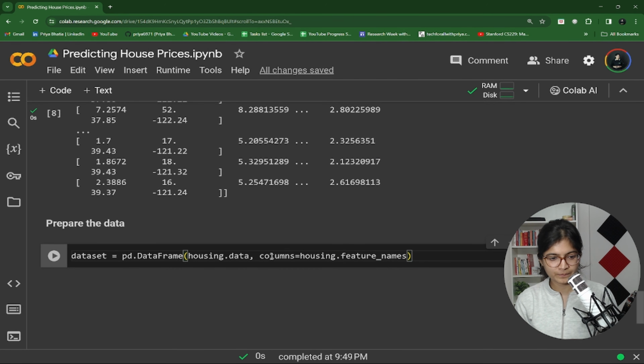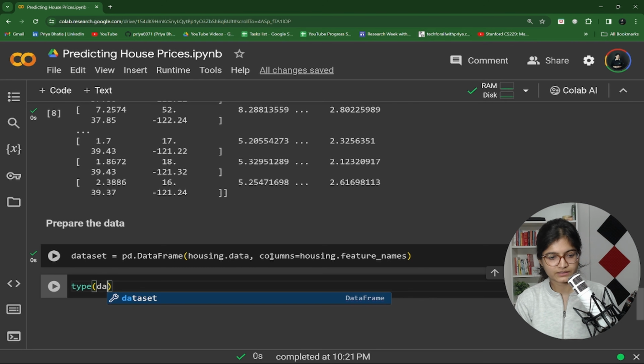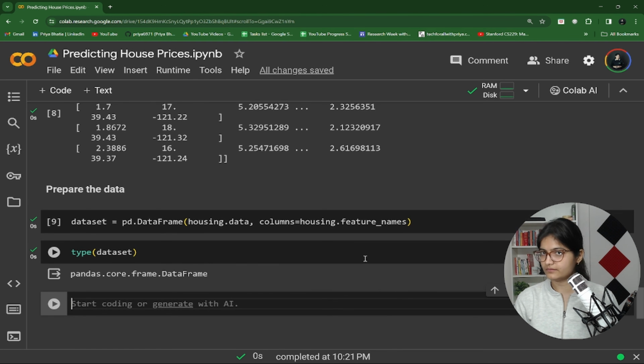Now, let me do one thing. Let's run this. Let's see the type of this data set. What does this type look like? So here, if you are able to observe, now we are good to go, because you can clearly see that the type of this data is a data frame, which is what we really want.